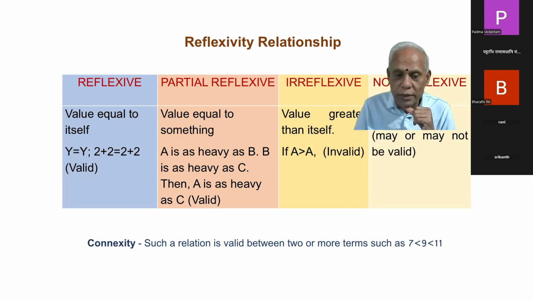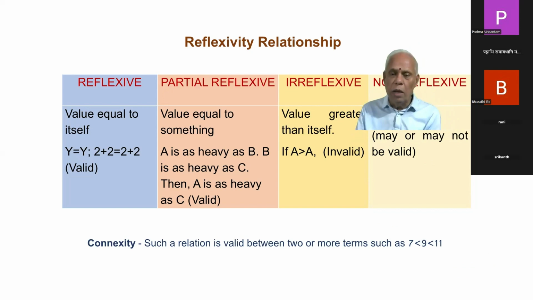Then what is connexity? Such a relation is valid between two or more terms, such as 7 is less than 9 is less than 11. Such a relation we call a connex relation. Or we can say 11 is greater than 9 is greater than 7. Whichever way we say it, that becomes a valid relation. That is what is called connexity in relationship. So all connexity relations are valid relations.